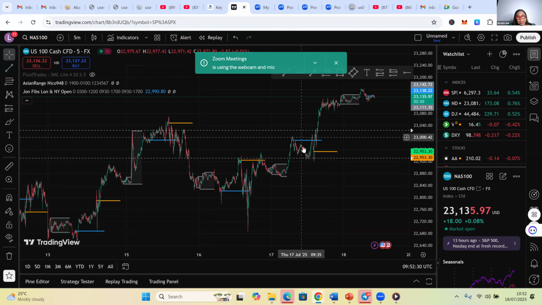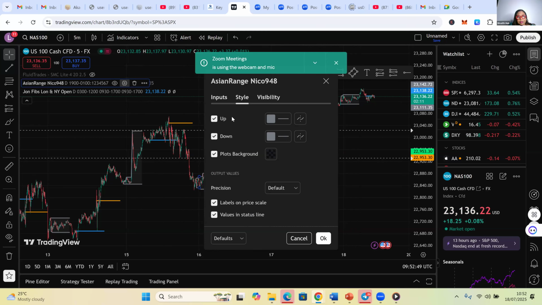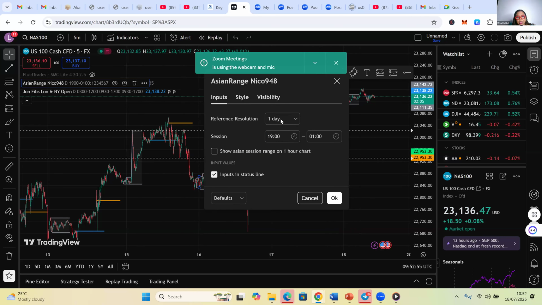These lines you're seeing are the New York setting, the London setting, and the New York setting. This is already showing me the Asian range, but I want a color I can easily identify with. So the first thing I do is to come to settings. In settings, I'll look at input. In input, we're going to leave it at 1 day as it is, and we are going to leave this session as it is.